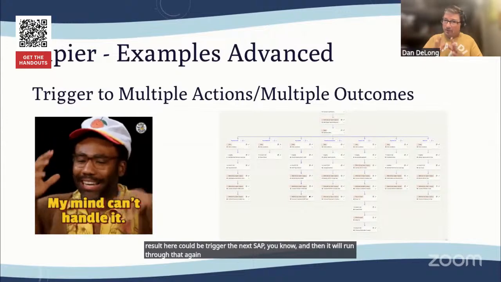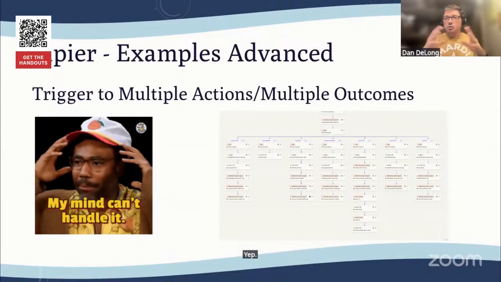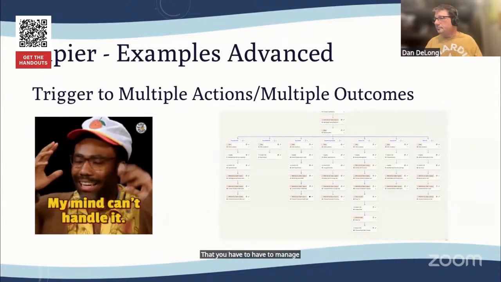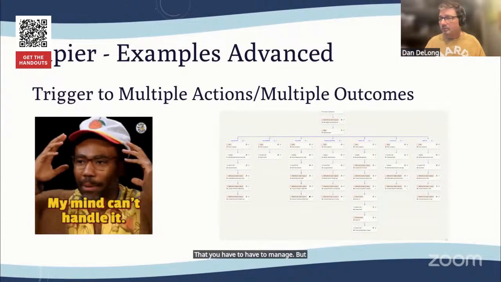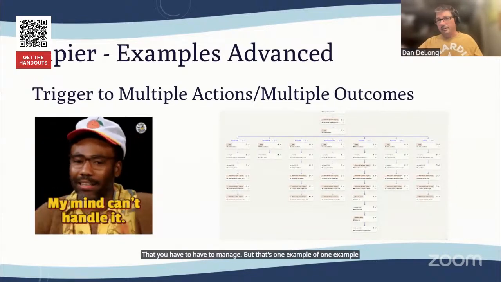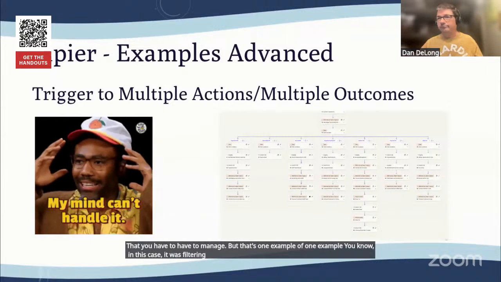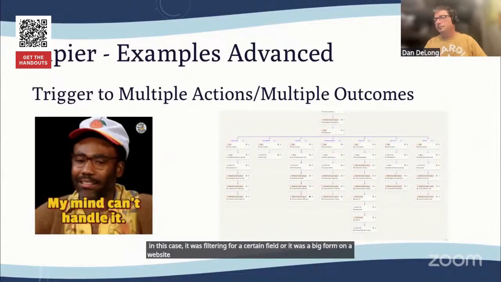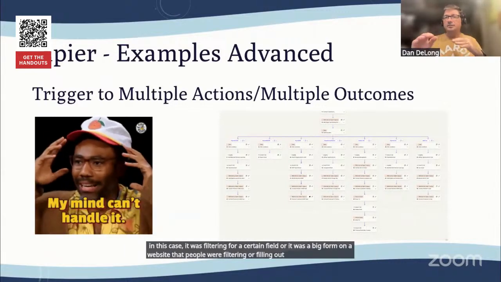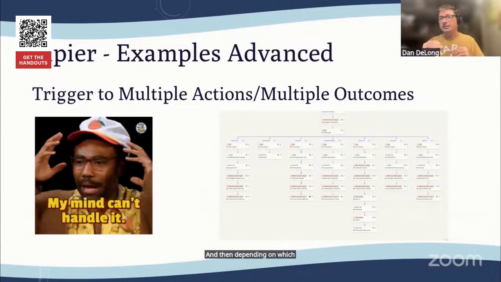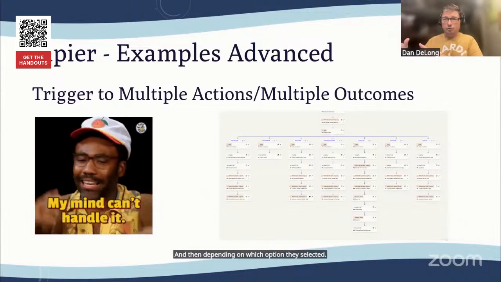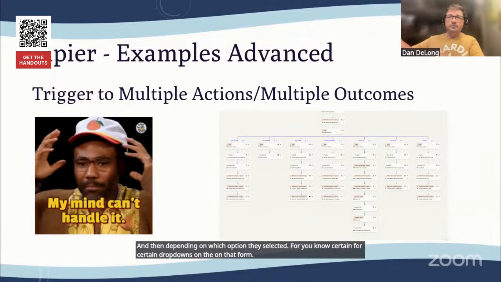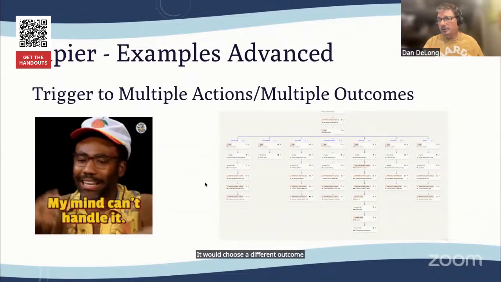That does break things up for you so that you don't have a huge monster Zap that you have to manage. That's one example where it was filtering for a certain field. It was a big form on a website that people were filling out, and depending on which option they selected for certain drop downs on that form, it would choose a different outcome.